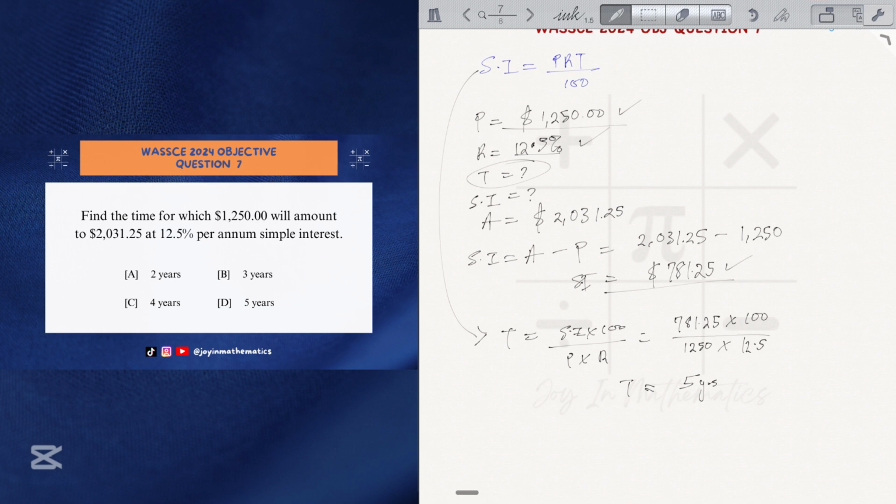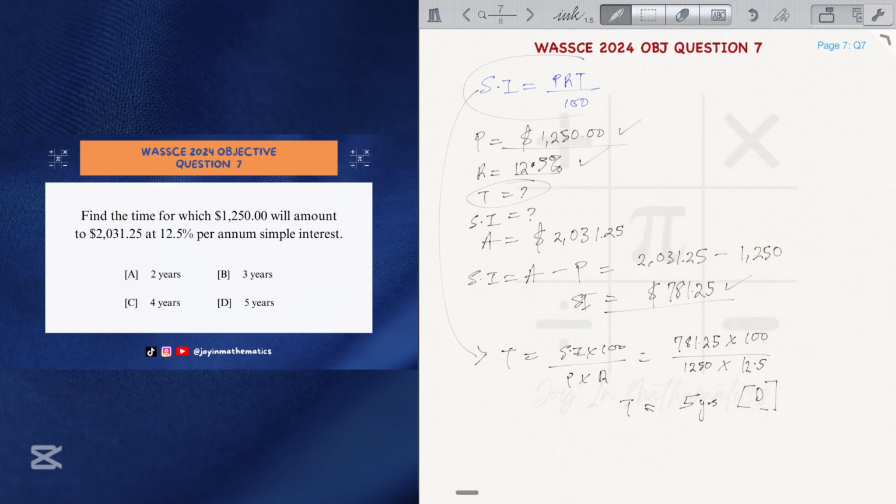5 years is equivalent to option D. So all we just did was to understand from the formula for simple interest to be PRT over 100, evaluated the simple interest, that's the amount paid on the principal, that will be the final amount minus the principal, and we'll have the simple interest to be equal to 781.25, and then we made T the subject of the simple interest formula to give us simple interest times 100 divided by principal amount multiplied by rate. The rate is 12.5, the principal is 1,250, and we arrive at the time of 5 years, which is option D.